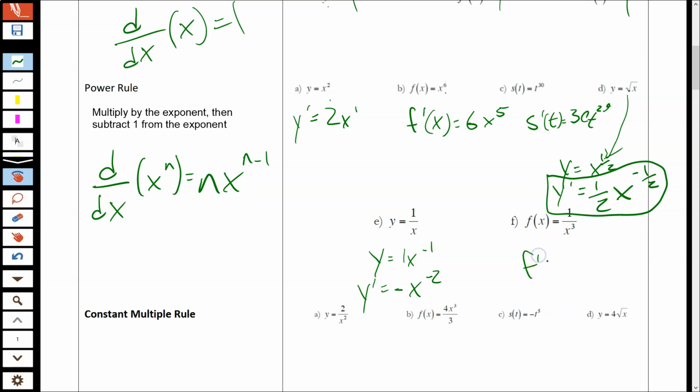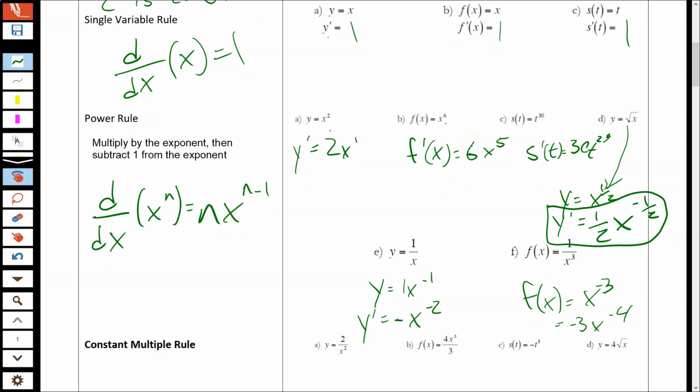Same thing here. So f prime, well, let's go. F of x is x to the negative 3rd. So I'm rewriting it so I can use that rule, and then I get negative 3x to the negative 4th if I subtract 1. So that is the power rule. This is going to be the one I want you to focus on, because this is the only one that's not completely intuitive. I think the other ones are pretty obvious, right?